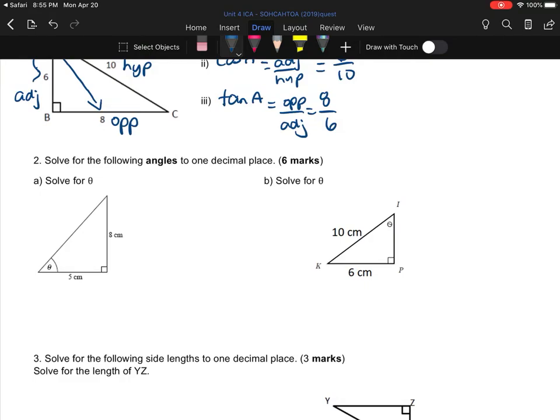Okay. It says solve for the following angles to 1 decimal place. So because you're only doing 1 angle, I would label the triangle as opposite and adjacent and hypotenuse. So in A, we're doing theta down here at the bottom, which means the 8 is opposite, and the 5 is the adjacent side. So opposite and adjacent is tan.